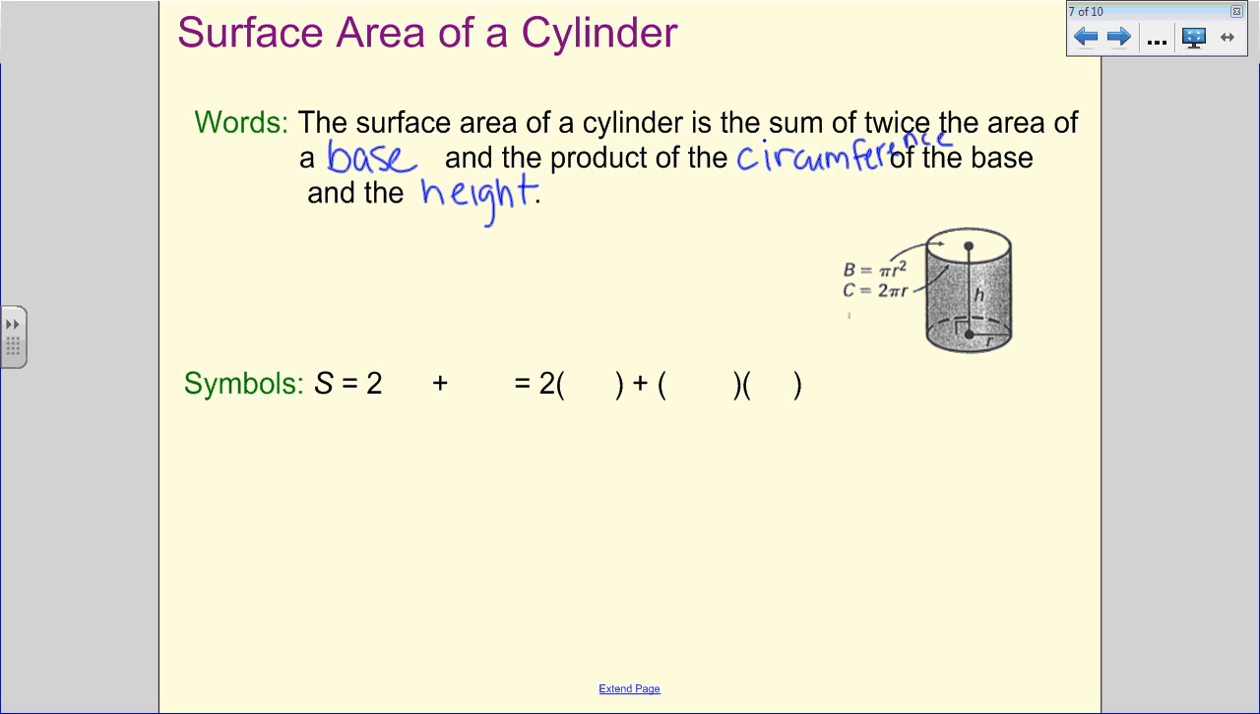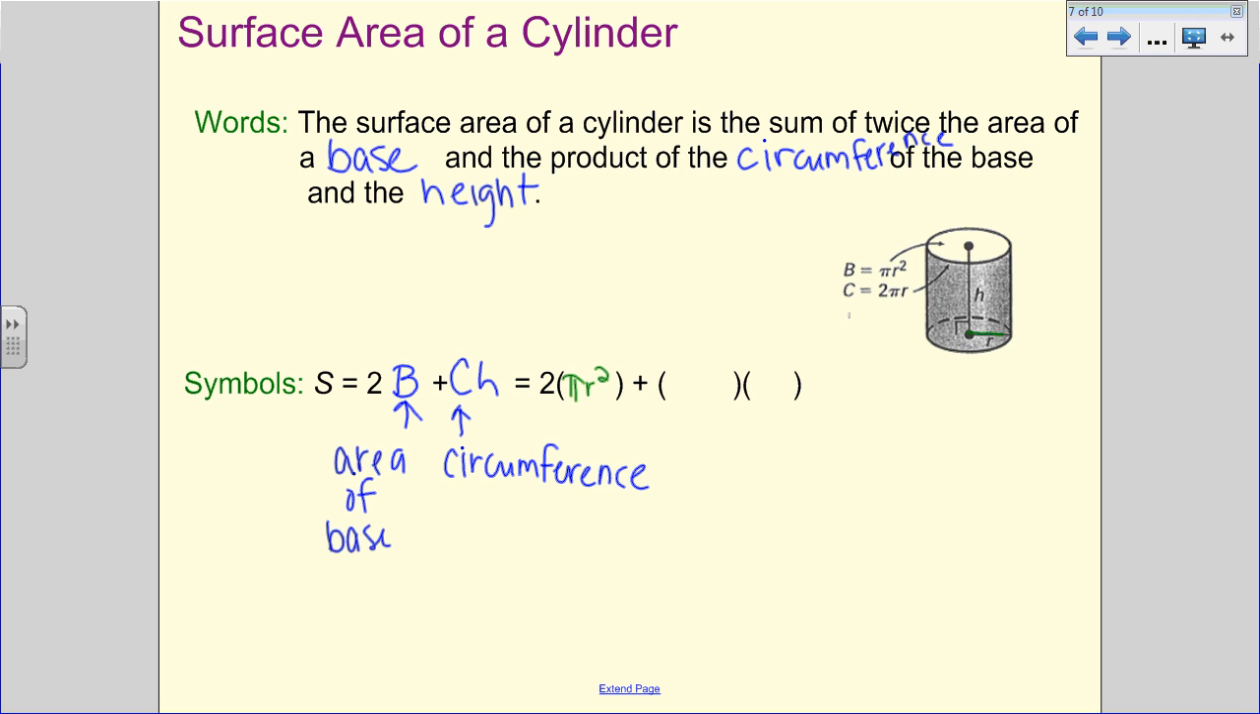So we still have to do that perimeter times height. So it's 2 times big B, which is still the area of the base, plus C times H, and C is going to stand for circumference. So if we take a look at what we have here, we're going to do 2 times pi r squared, because the area of a circle is pi times radius squared.